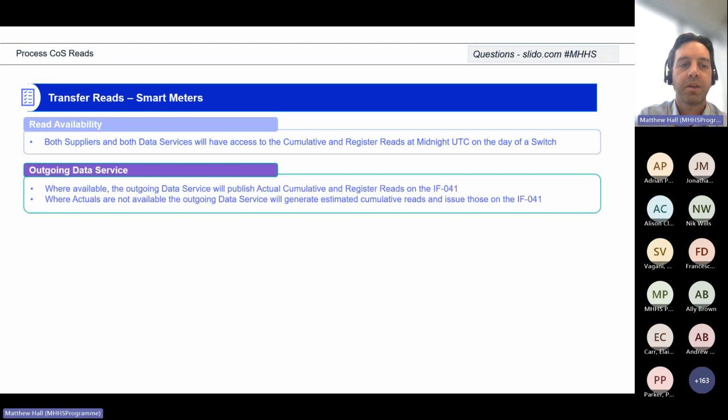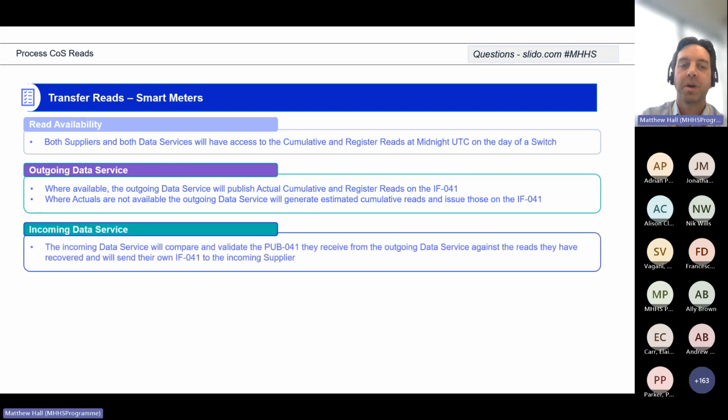Now, the outgoing data service. Where available, the outgoing data service will publish actual consumption register reads on the IF41, and that will go to the outgoing data service, the incoming data service, the outgoing supplier, and the incoming supplier. And where actuals aren't available, the outgoing data service will generate estimated cumulative reads and register reads and issue those on the IF41.